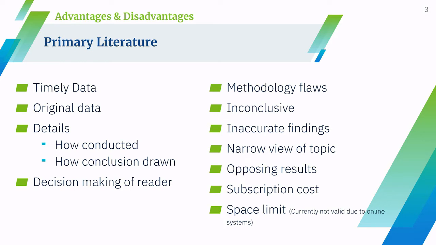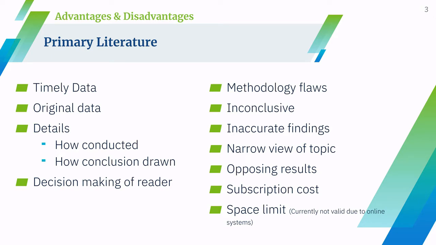Although the primary literature serves as an avenue for timely and original data, a few disadvantages exist. The possibility of methodology flaws may cause inconclusive or inaccurate findings within the study results and conclusions. In addition, the study may not provide the reader with sufficient information, that is, a narrow view of a topic, or opposing results may be presented within other studies. Therefore, thorough literature evaluation is critical.